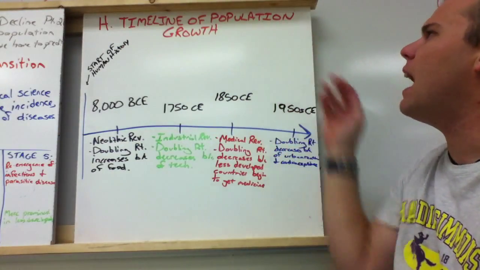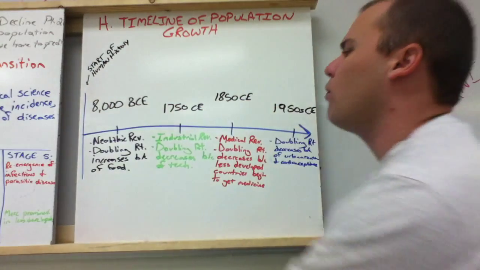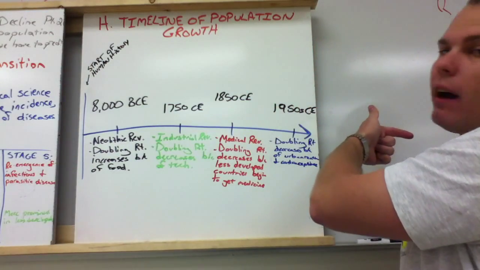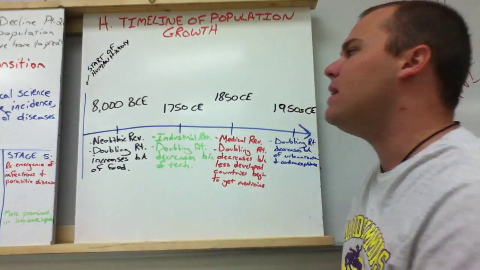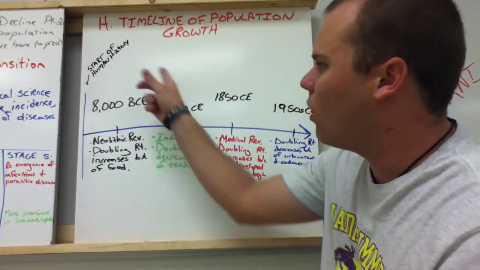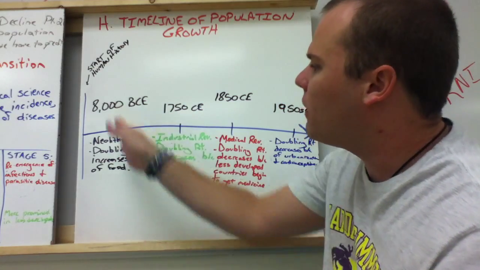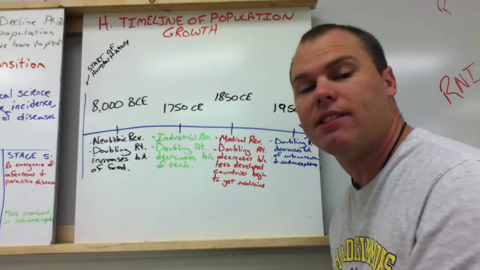And the last thing, the timeline of population growth. I've got a timeline here from the start of human history, and then my arrows keep going because we're still alive, we're still breathing. 8000 BCE, before the Common Era. Same thing as BC. The wordage is kind of changing nowadays. But this is the time period of the Neolithic Revolution, which means the ancient river valley civilizations.